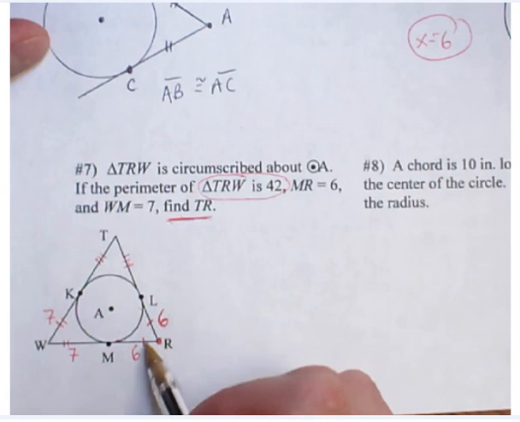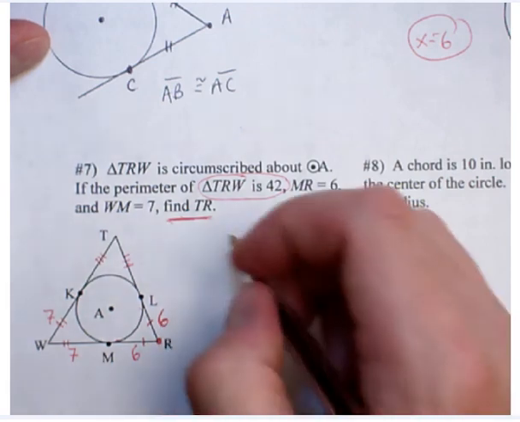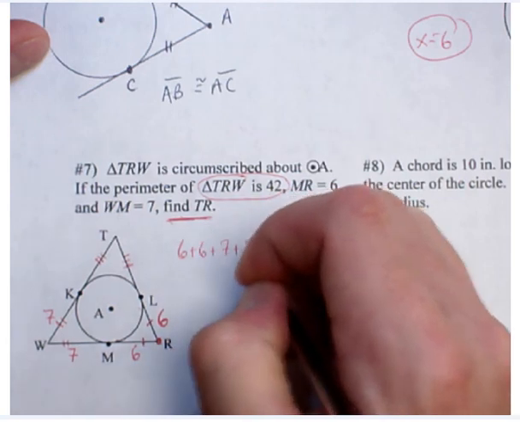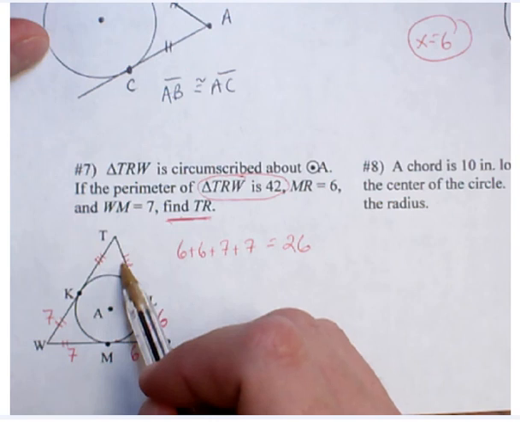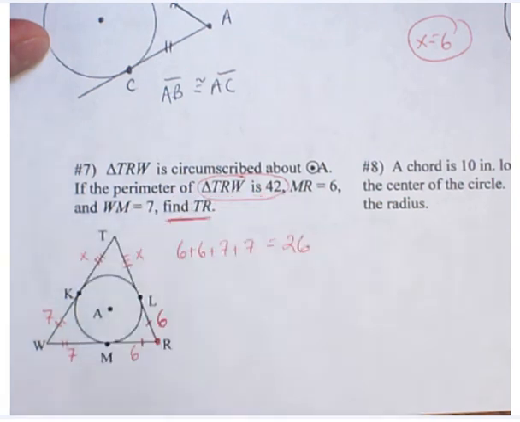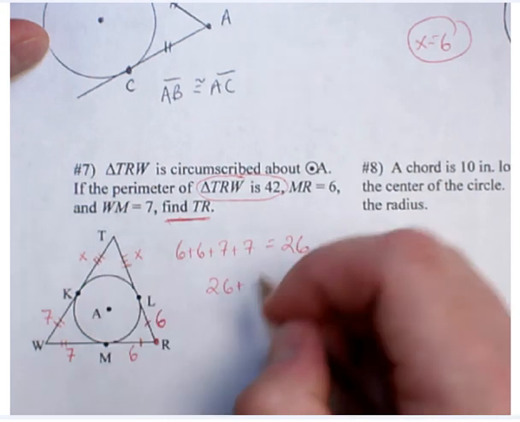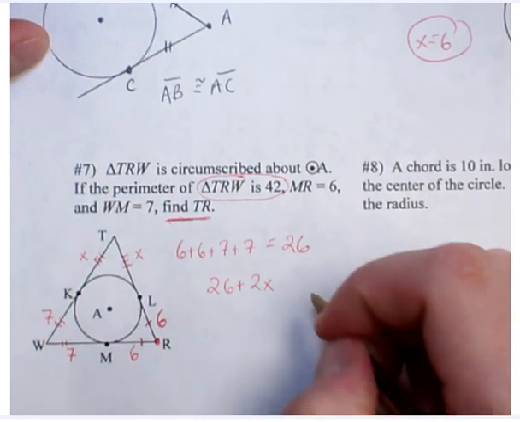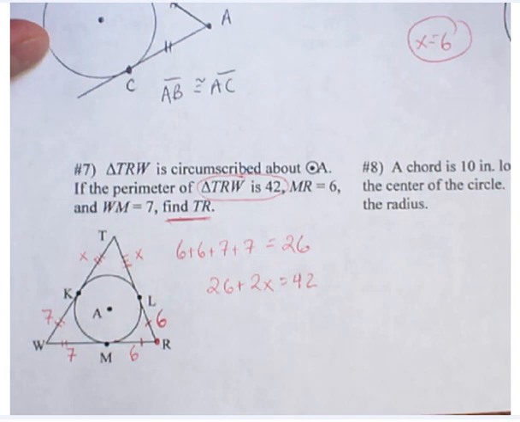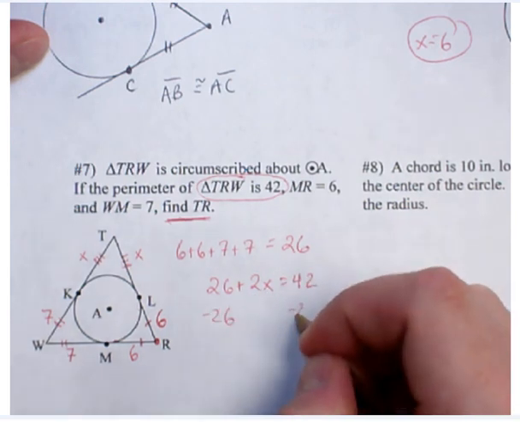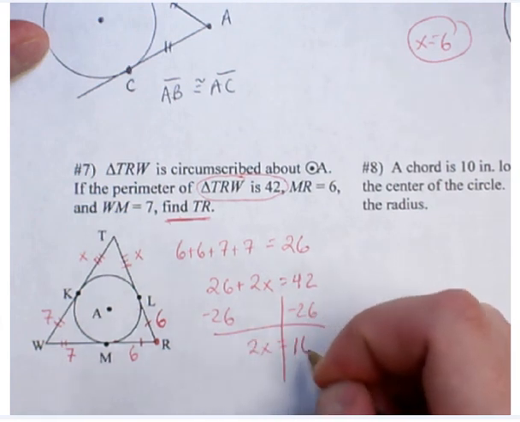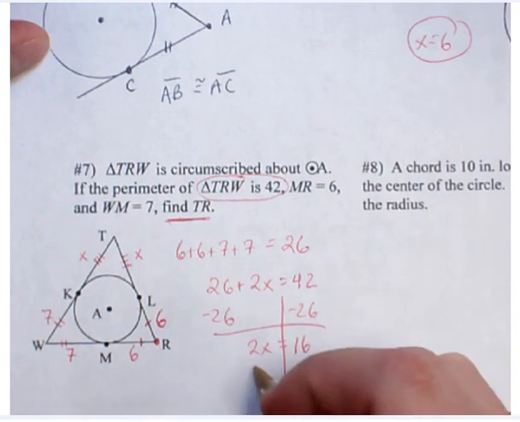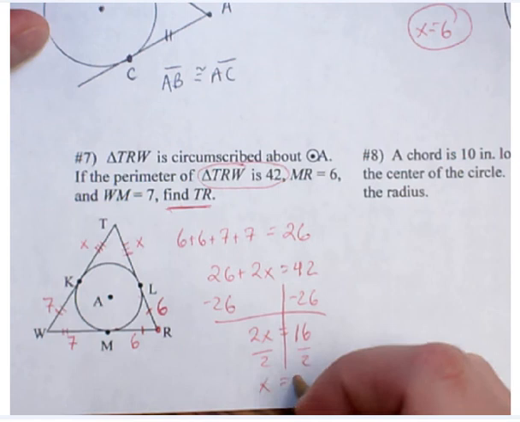Now, if we add these up, 6, 6, 7, and 7, we get 26. Now, that's not the answer. We're still missing these two sides. All right, let's call them x and x. If I take 26 plus x plus x, which is 2x, that gives me perimeter, which is 42. Now we can solve this, go minus 26, minus 26. We get 2x equals 16. Divide by 2, and x equals 8.